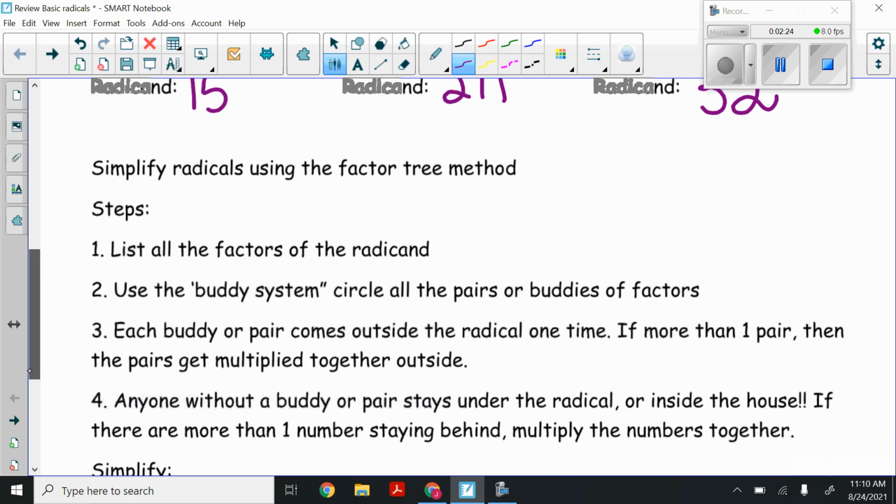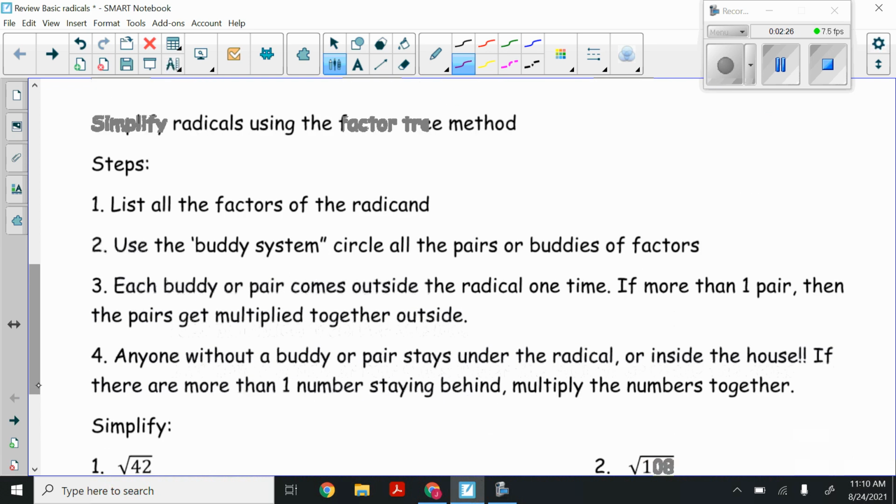So we're going to simplify radicals using the factor tree method. The steps. First, we're going to list all the factors of the radicand. Second, we can use what I like to call the buddy system, and we will circle all the pairs of buddies of factors. Okay? That just means circle the 2 that are exactly alike.